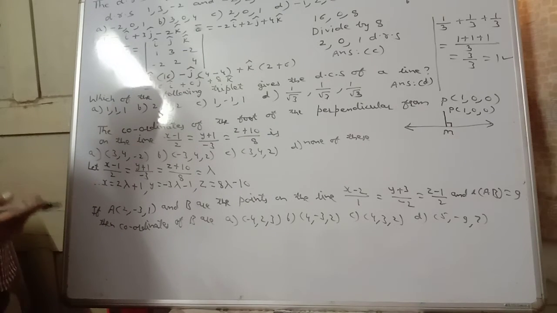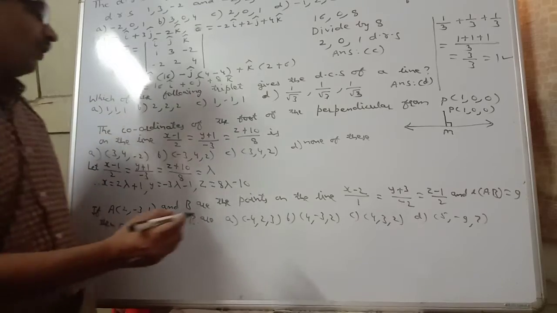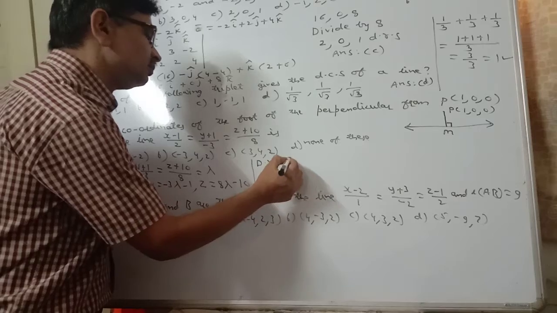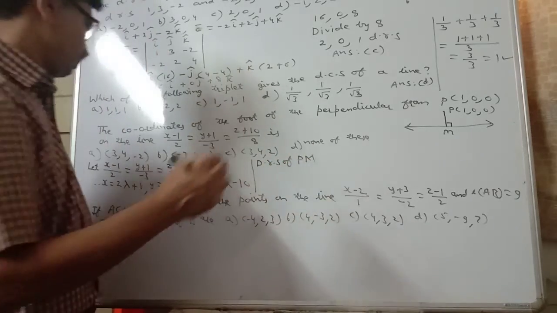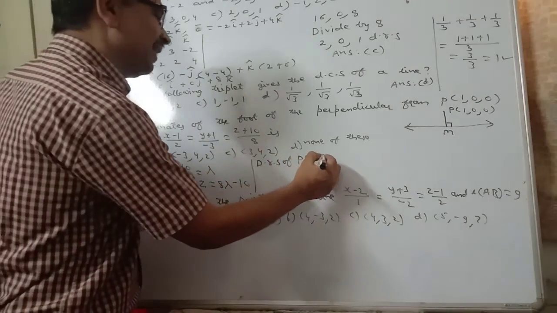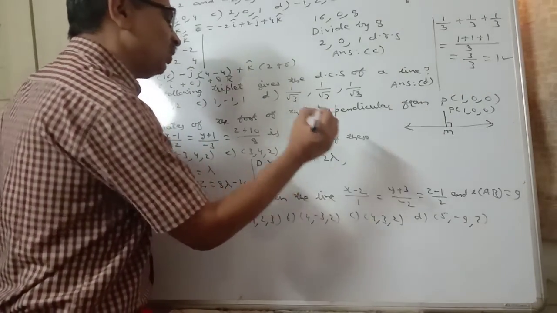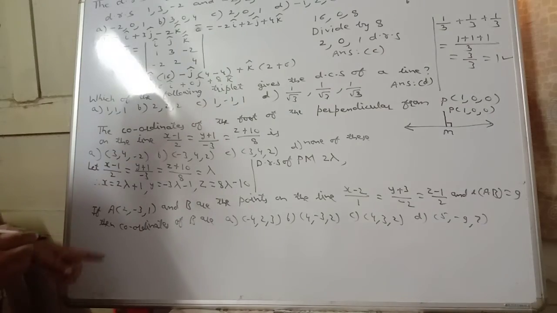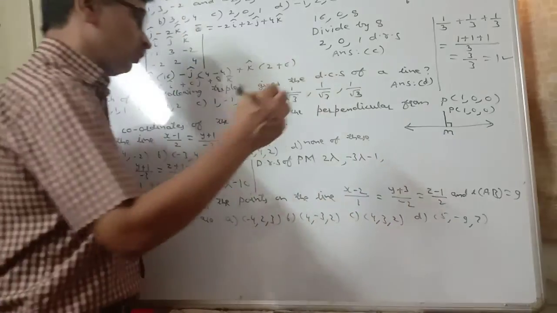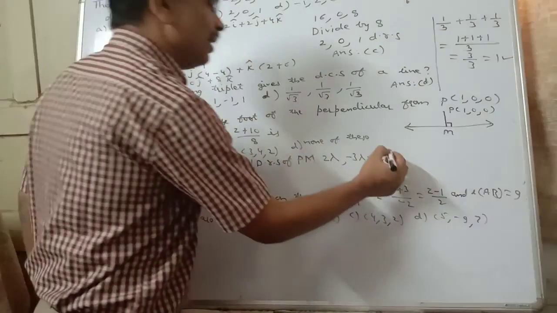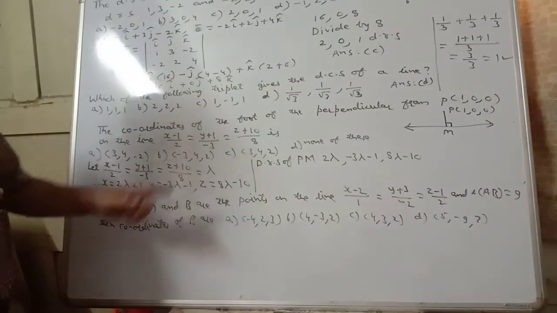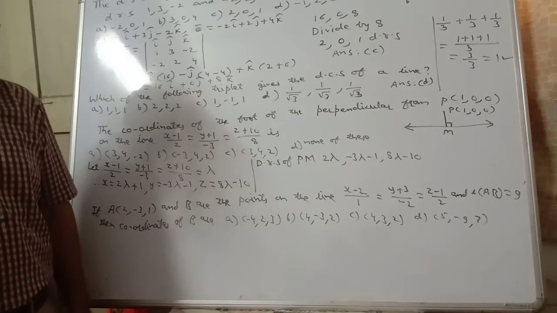Coordinates of point P are known to us. Now we shall find direction ratios of PM. 2 lambda plus 1 minus 1. So 1 minus 1 gets cancelled. What we get is 2 lambda. Minus 3 lambda minus 1 minus 0. 8 lambda minus 10 minus 0. So these are the direction ratios of PM.